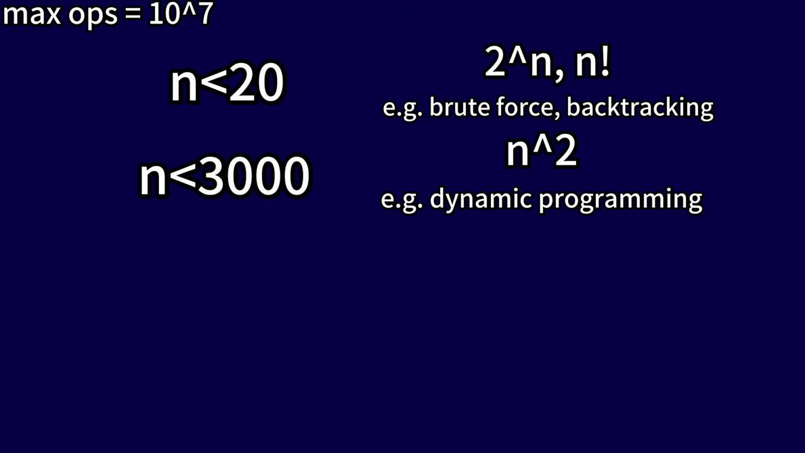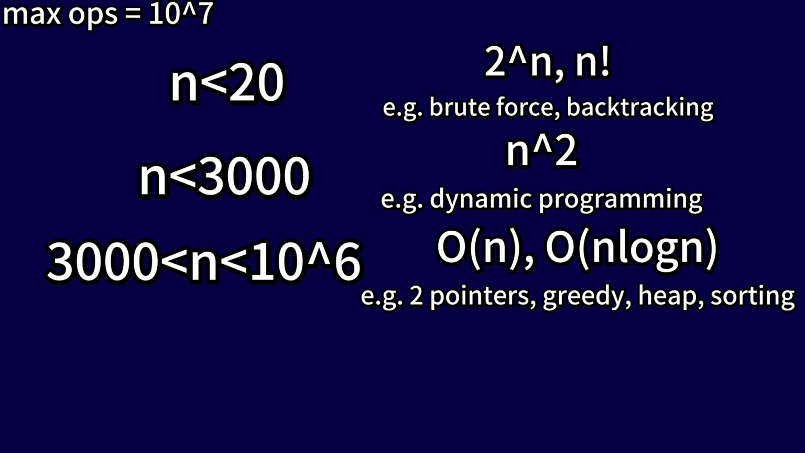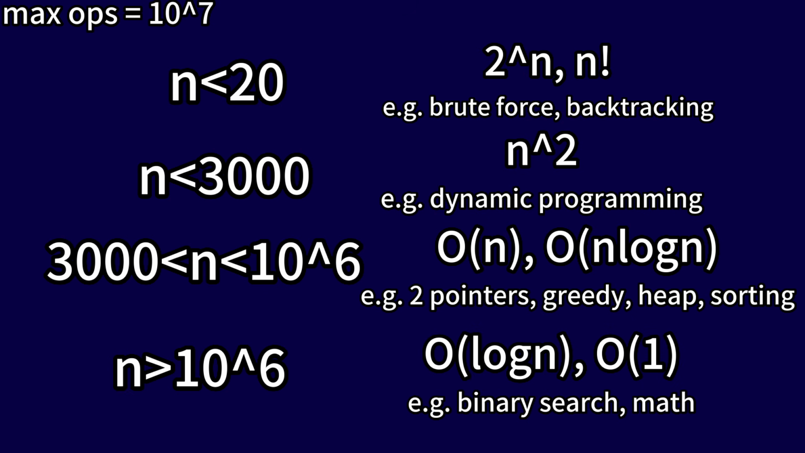If n is between 3,000 and 1 million, now things start to get a bit tighter. An O(n squared) solution is going to far exceed our 20 million operation limit. So we have to get more efficient, and that's where algorithms with time complexities of O(n) or O(n log n) come in. And finally, if n is more than 1 million, in this territory, even an O(n) or O(n log n) solution might be too slow. Here, we're going to need to pull out the big guns and go for solutions that have time complexities of O(log n), or even O(1).